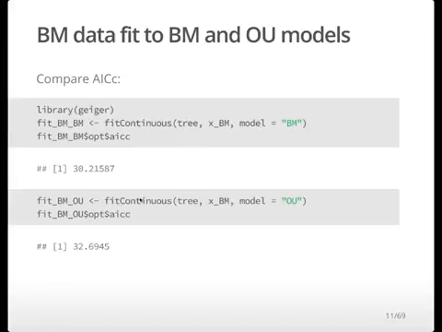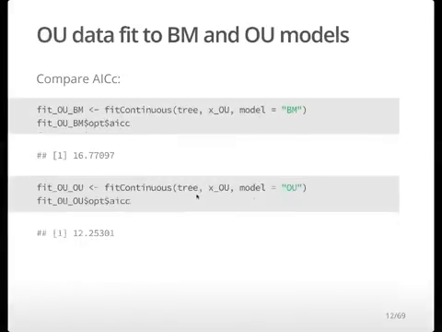It's got a lower AICc than if we try to fit it into an OU model. And the opposite is true for the data that's simulated by OU.